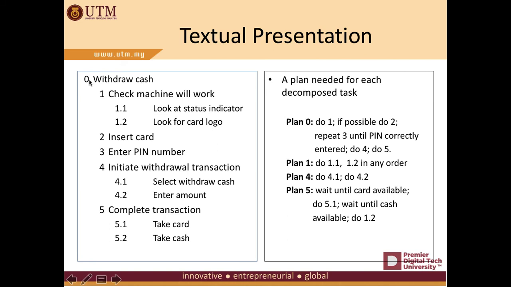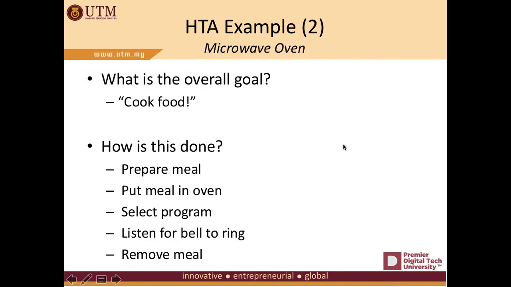Okay, number 1, which refers to the objective, and the composition and logic of your application. Plan 0, do what? Plan 1, do what? Plan 4, do what? Plan 5, do what? Something like that. Okay. Right, this is an example of task analysis, microwave oven. What is the overall goal? Cook food. Okay, that's number 0.